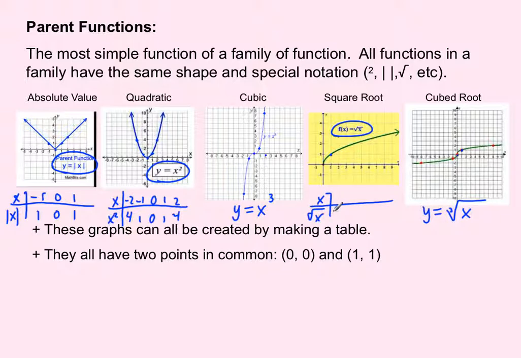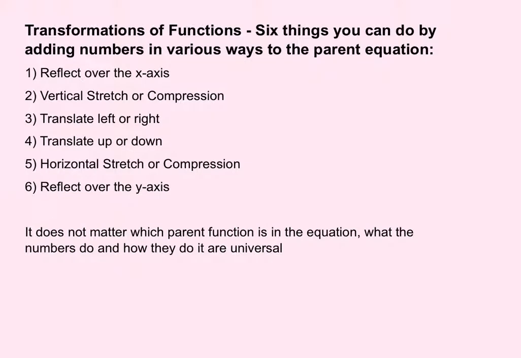Okay? Very good. So how can we transform a function? There's 6 things that you can do by adding a number in various locations to the parent equation. We can reflect over the x-axis, which is if we negate the function that we're working with. We can do a vertical stretch or compression, which is if we put a number out in front of our function. We can translate left or right, which is if we put a number inside our function attached to the x. We can translate up or down, which is if we put a number outside of the function, not attached to the x. We can also do horizontal stretches or compressions and reflections over the y-axis.